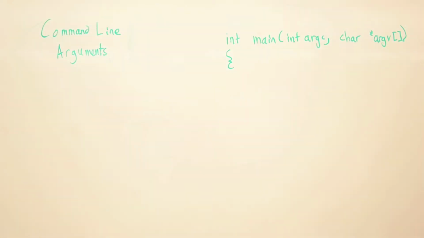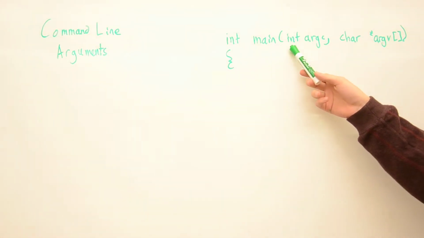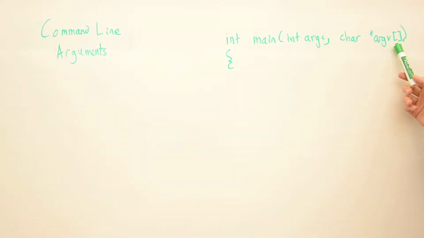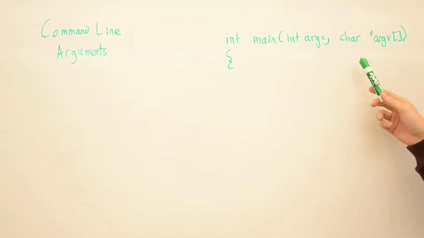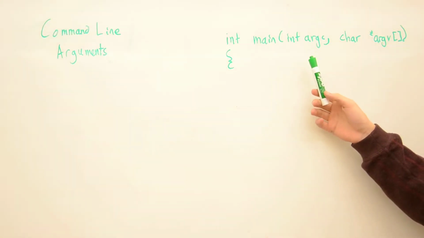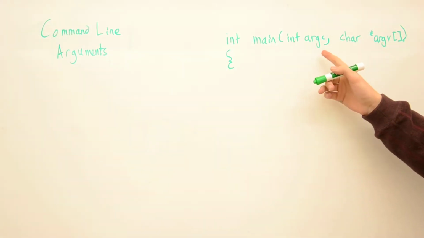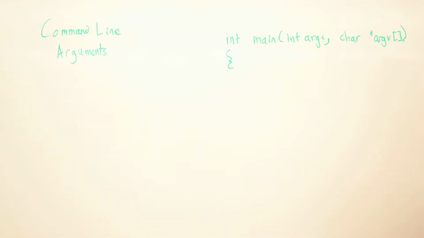So we have these two things here that we pass into main: an argc and a char star argv array. That looks really crazy. Don't worry, I'll explain it. It'll all make sense. So argc is the number of command line arguments that we have.